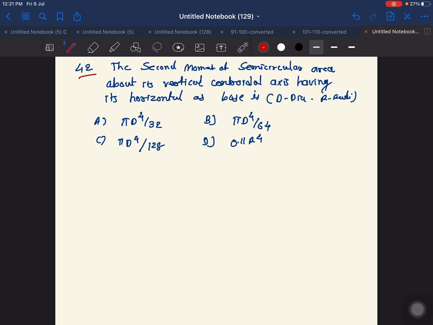Let's solve another example. The second moment of inertia, that is the moment of inertia that we need to calculate. We have to find the moment of inertia of a semicircular arc. What is the equation of moment of inertia of the semicircular arc? Let's say this is your semicircle. First of all, understand the equation. The second moment of a semicircular area about its vertical centroidal axis. This is your vertical centroidal axis, this is y. About this you have to find it out. Here D is the diameter and R is the radius.